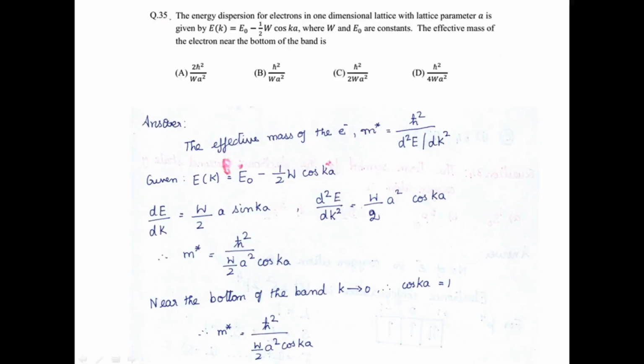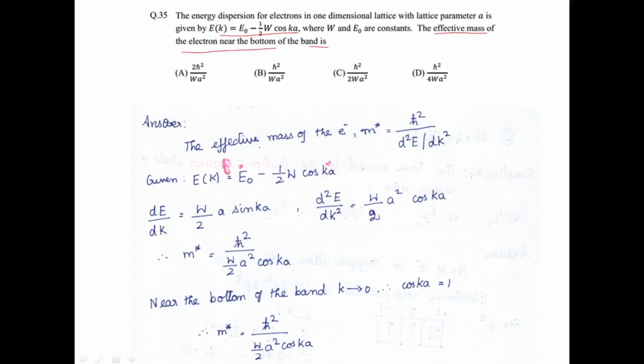Question: The energy dispersion for electrons in a one-dimensional lattice with lattice spacing a is given by E of k is equal to E naught minus 1 by 2 W cos ka, where W and E naught are constants. The effective mass of the electron near the bottom of the band is. So in the question, they have asked us to find the effective mass of the electron near the bottom of the band, and they have given the energy dispersion of the electron also.